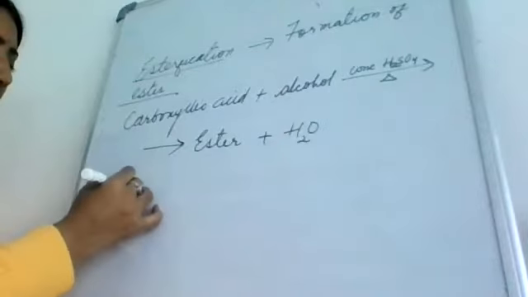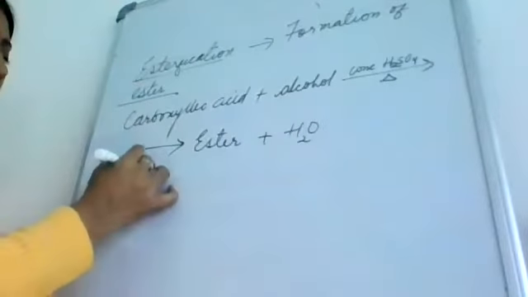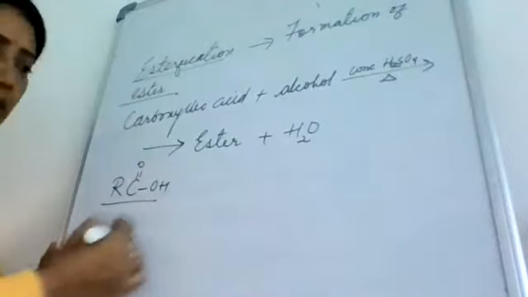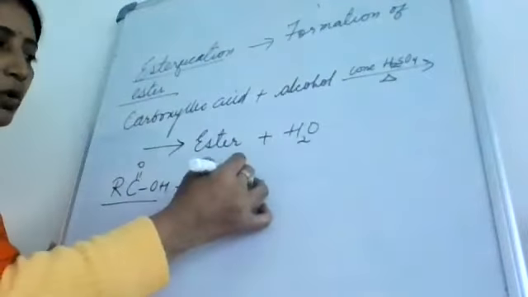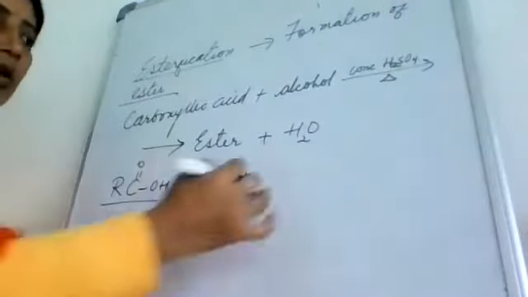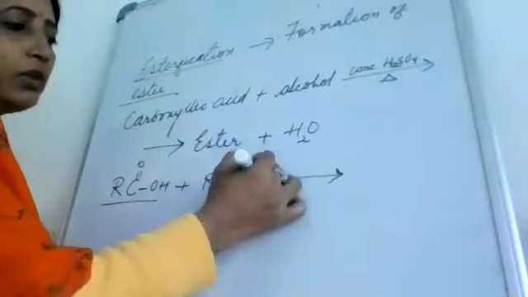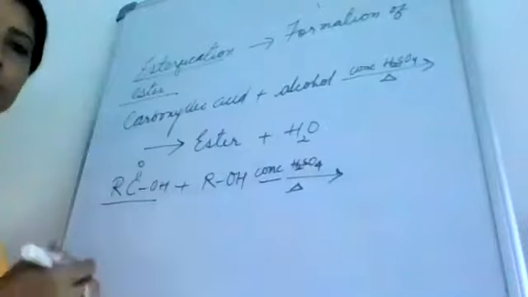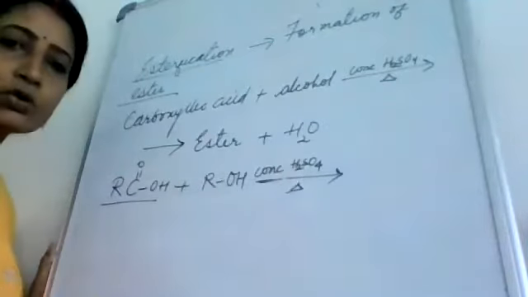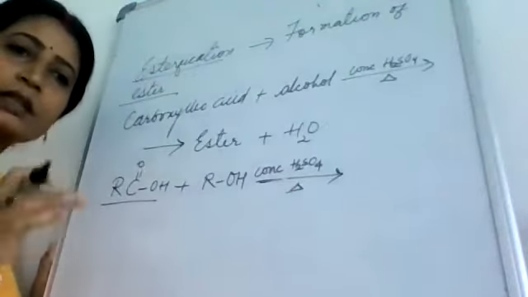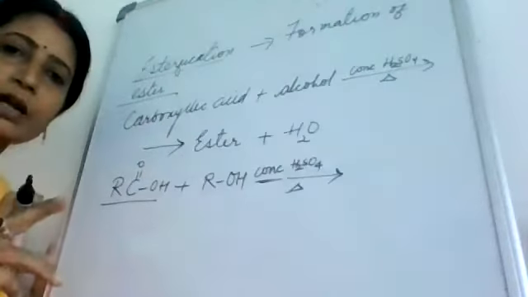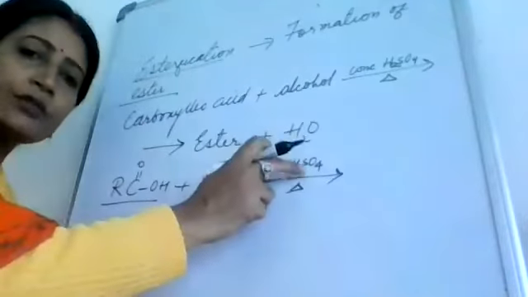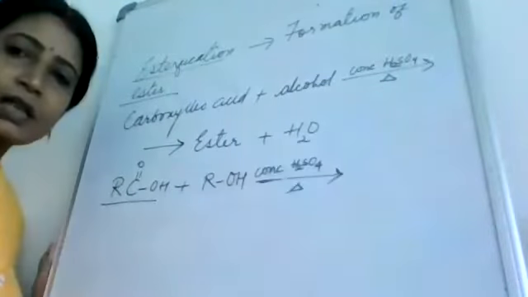Let me take the general formula. RC double bond OH is your acid, and this is your alcohol. Now on reacting with conc H2SO4 on heating, it's just going to act as a dehydrating agent. It's not going to participate in the reaction. That means no product related to this sulfuric acid will be formed on the product side.